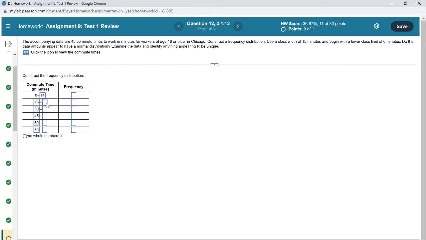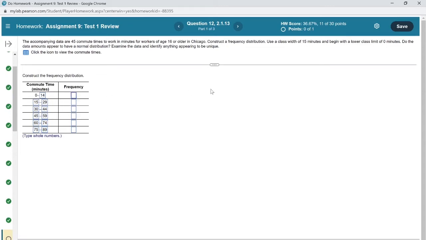Now to get the upper class limit for the next class interval, we have to add the class width which is 15. So 14 plus 15 is 29. This is 44. This is 59. This is 74. And 74 plus 15 is 89.